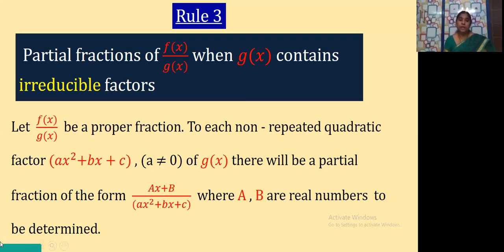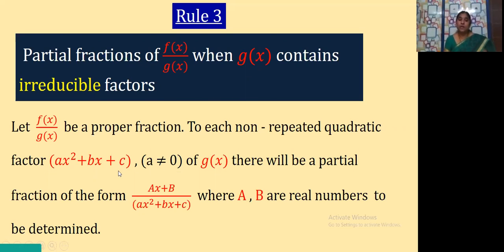So how to find the partial fractions here? Let us see. Suppose here f of x by g of x is a proper fraction. Then in the denominator we have g of x. That g of x is a non-repeated quadratic factor. This is a general form of a quadratic factor, quadratic polynomial: ax square plus bx plus c. So it is non-repeated. Suppose this g of x is a non-repeated quadratic factor and it is irreducible, we are saying.